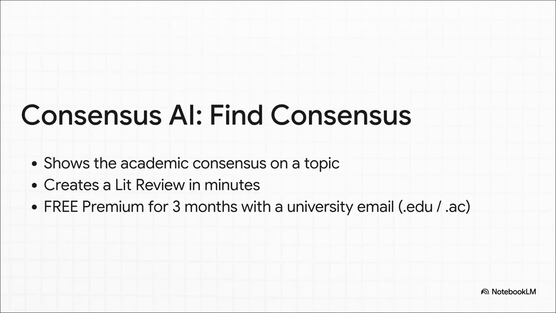So what makes Consensus AI so special is its knack for finding the signal in all that noise. It doesn't just find papers, it finds agreement. You can literally just type in a question like, does intermittent fasting actually improve metabolic health? And it will pull together results from top-tier research to tell you what the scientific community thinks. It's like having a whole panel of experts in your pocket. And hey, here's a pro tip. If you've got a university email, you can get 3 months of their premium plan for free.